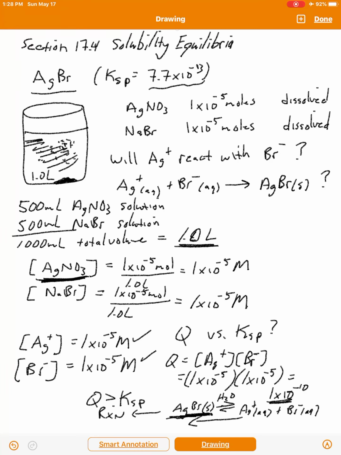And if it's equal to K, then it's right on the cusp. You're right on the solubility limit, and it could or it might not. You may see some formation of solid, but then it might dissolve. It's tricky to get it right at that point. Usually it's either less than or greater than. Very rarely is it equal to. Try the practice problems on these. These are very tricky.